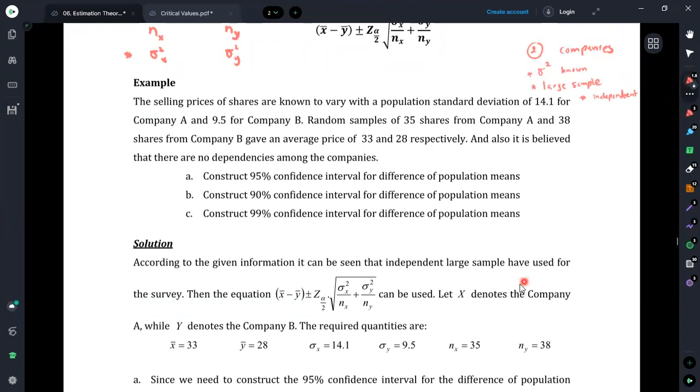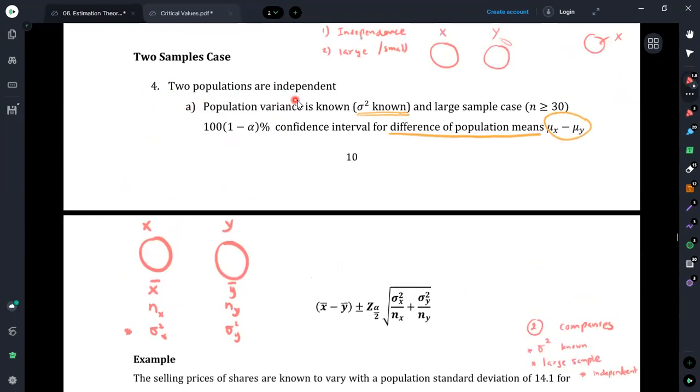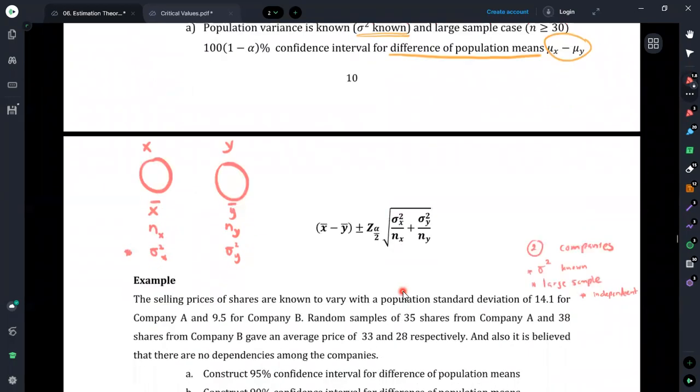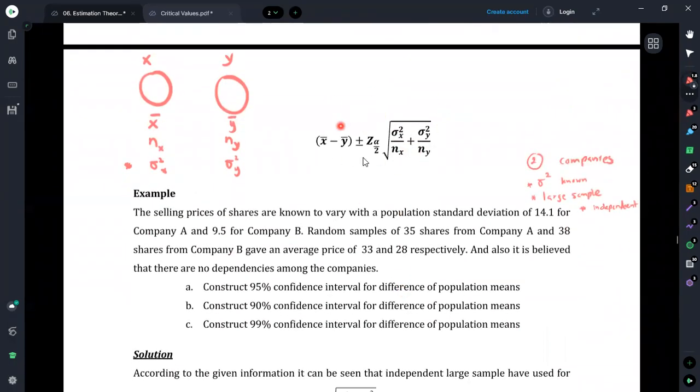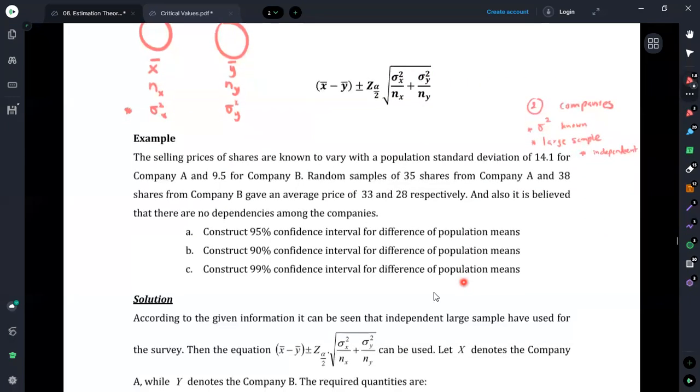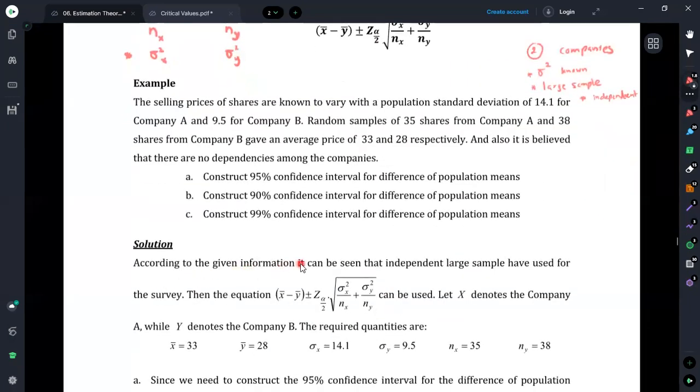Now we can say that we can apply the concept that we have discussed here. We can use this equation to construct the 100(1 minus alpha) percent confidence interval for this example. If you go to the solution, we can see that independent large samples were used for the survey. These are the conditions that we have already identified. Then we can use this equation: x bar minus y bar plus or minus z alpha over 2 into the square root of sigma squared x over nx plus sigma squared y over ny.